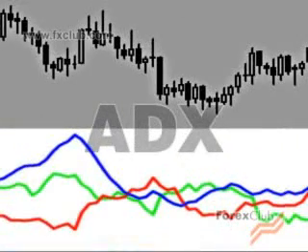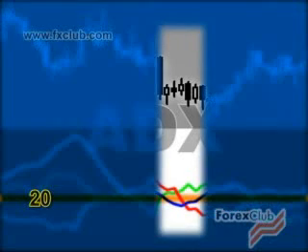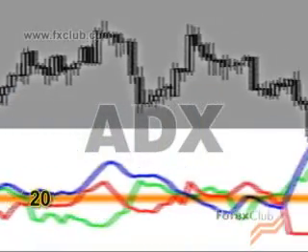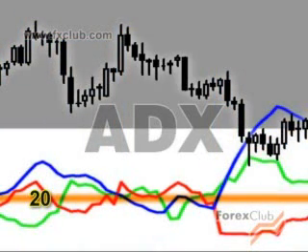ADX also identifies weak trends and trading ranges. ADX signals these by falling below 20 and gives an even more reliable signal if it falls below plus DI and minus DI. The directional movement system works well on daily and weekly charts, that is where one candlestick represents a day or a week, but it works very badly on hourly charts.